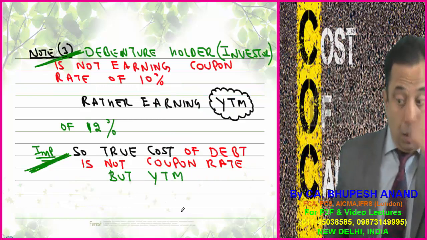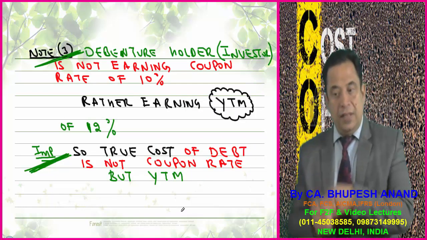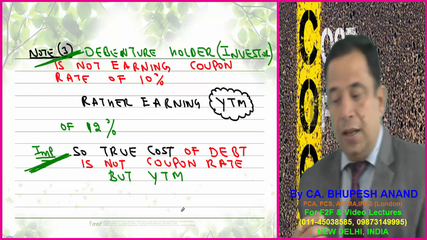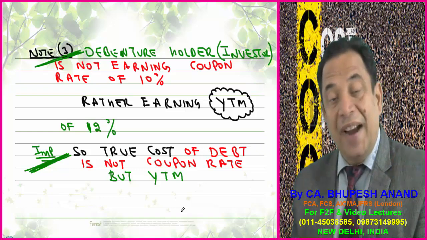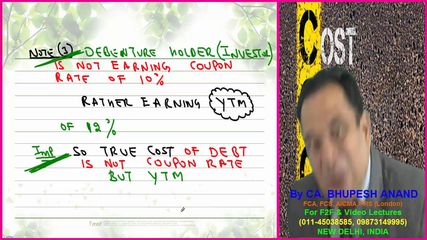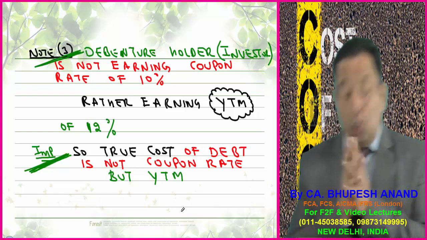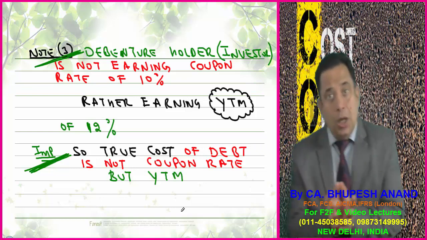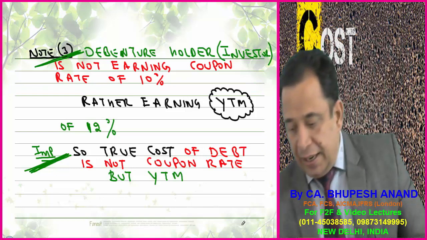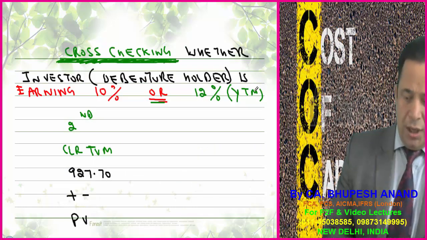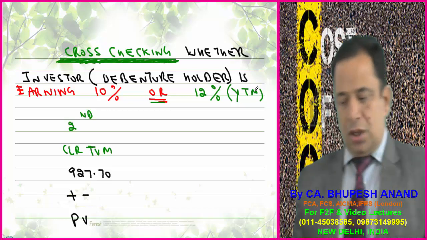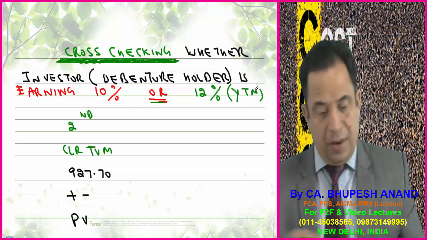Note number three: debenture holder or investor is not earning coupon rate, rather earning YTM. So YTM is cost of debt. So true cost of debt is not coupon rate, rather it is YTM. So again, I have done cross-checking. Just see to it. I have cross-checked it with the help of a calculator.